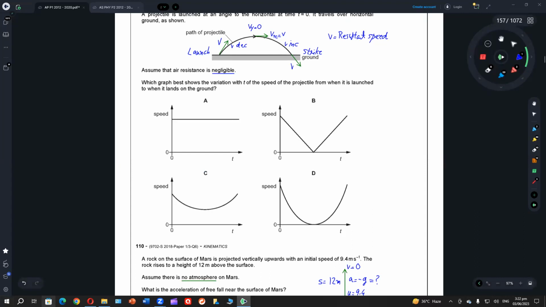So B and D are wrong. It shows that they become zero. And I think A is for the horizontal component because it is showing constant the whole time. This is also wrong because he's talking about the resultant velocity. It's for looking at the vertical or horizontal component.